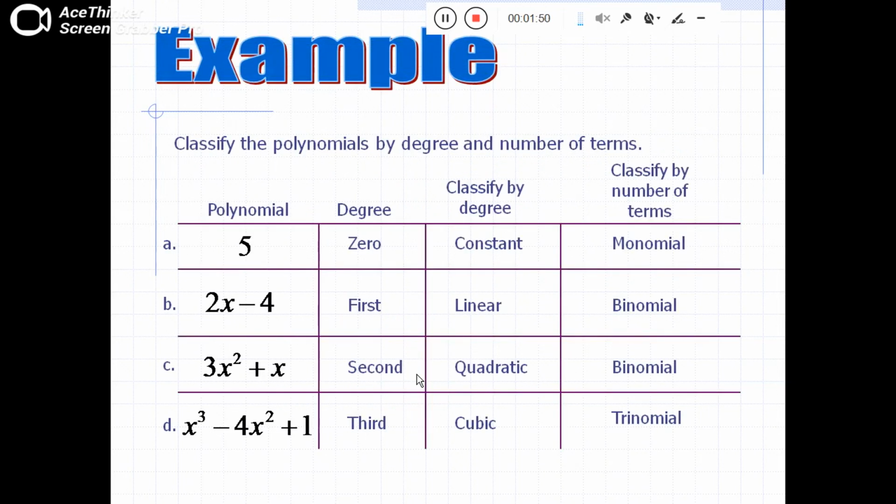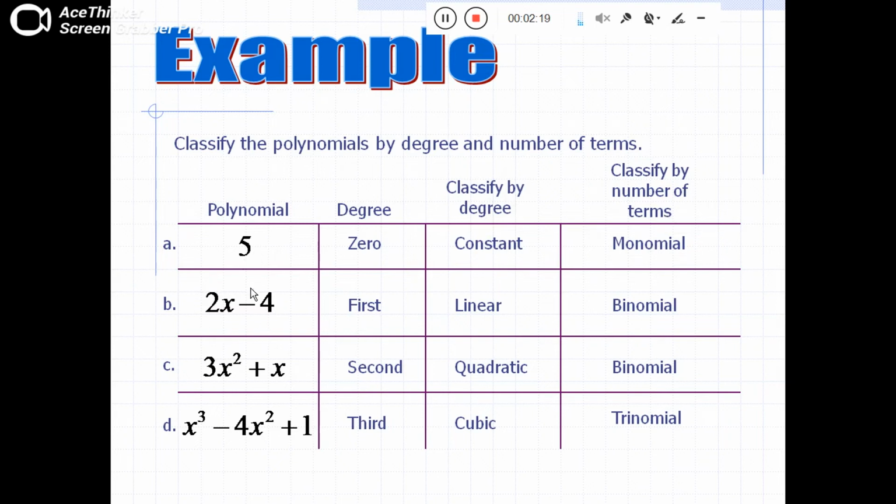So let us see a few examples. Classify the polynomials by degree and the number of terms. 4 polynomials are given; classify by the degree and classify by the number of terms. Like first polynomial is 5. Its degree is 0. It is a constant polynomial based on degree, but based on terms it is called a monomial because there is one term in this.